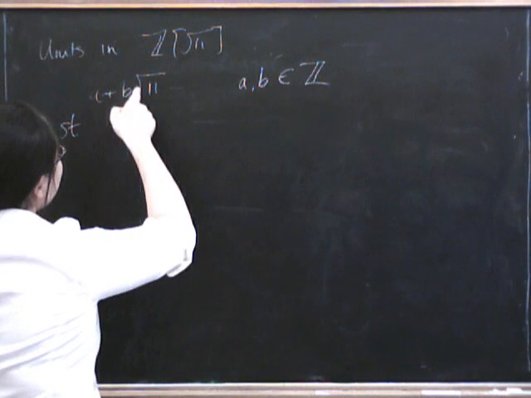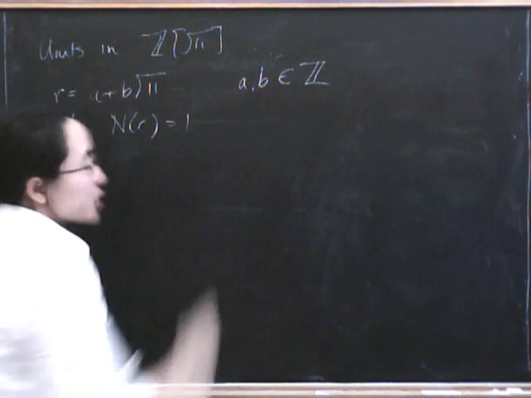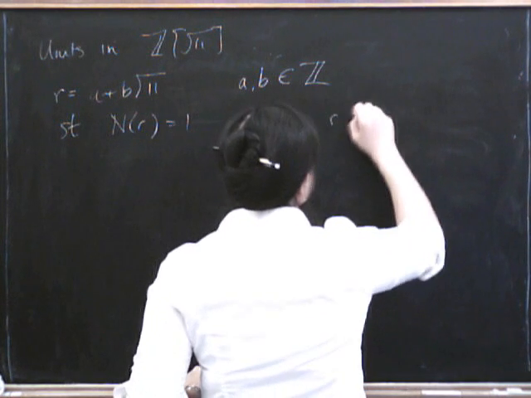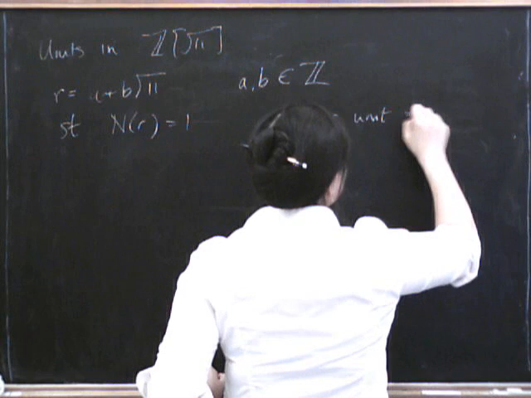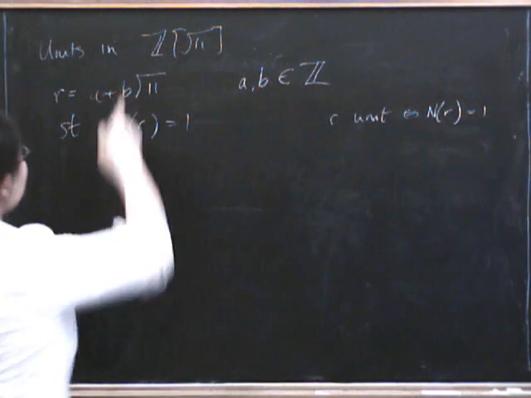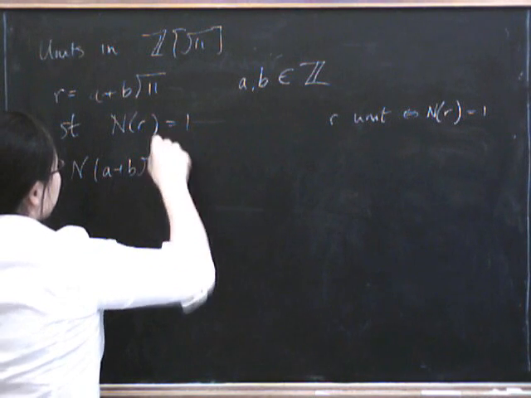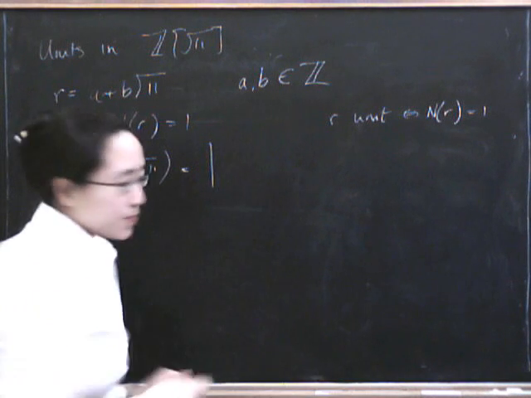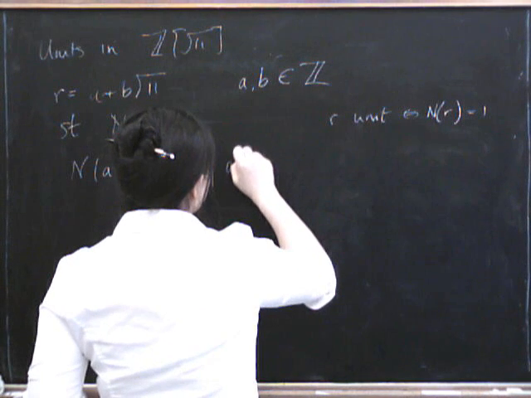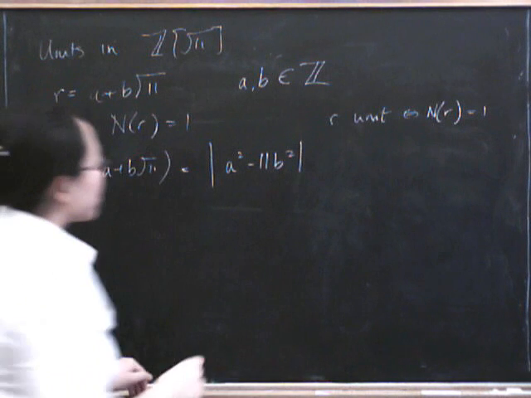such that the norm of this, so this is R, we want the norm of R to be 1, because remember you're a unit in Z root D if and only if your norm is 1. R is a unit if and only if the norm of R equals 1. So what's the norm of this? Well, the norm of A plus B root 11 is the modulus of A squared minus 11B squared. So we want that to be 1.